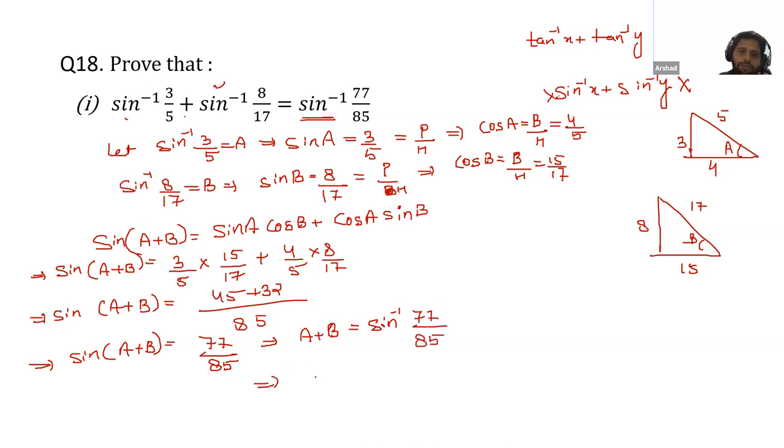Now what is A here? A is sine inverse 3 by 5, and B is sine inverse 8 by 17. So this is equal to sine inverse 77 by 85. Please always check the RHS. If you need sine inverse, put the formula of sine. For cos inverse, put the formula of cos. Always assume these as A and B, and as per the formula, try to find the different ratios.